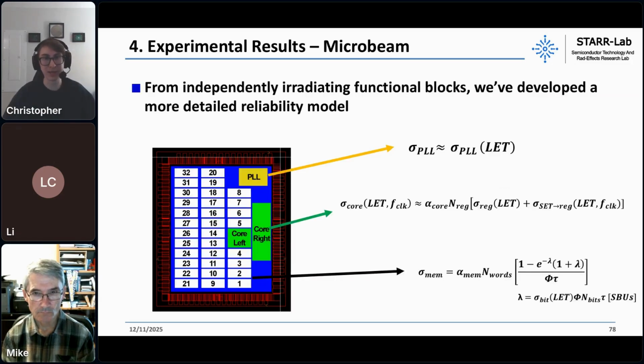And one of the key things to this project is that we want to selectively irradiate each block and try to come up with a more detailed failure model of the device as a whole. This really applies to any microcontroller device.